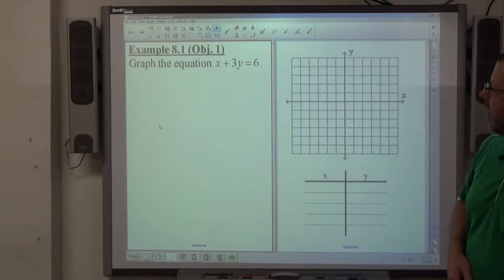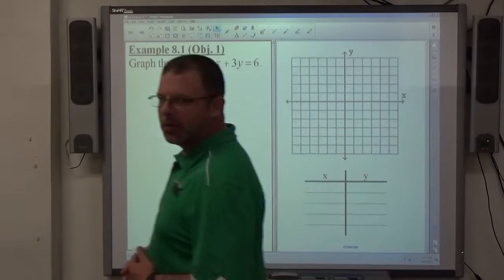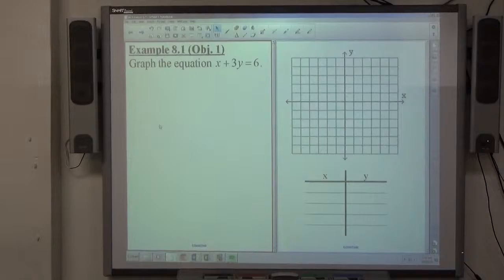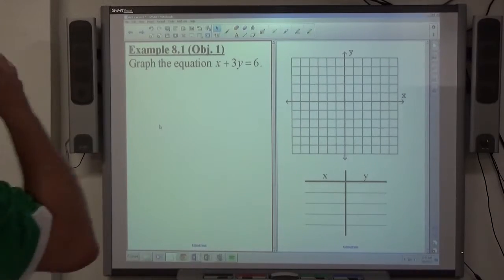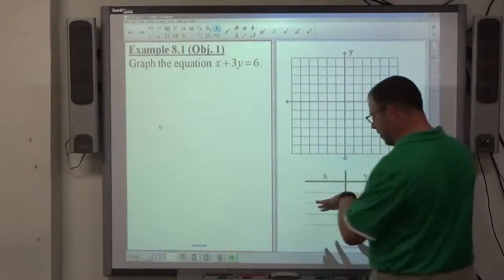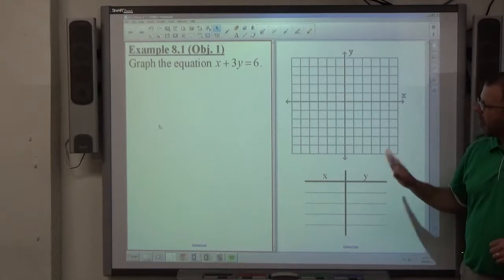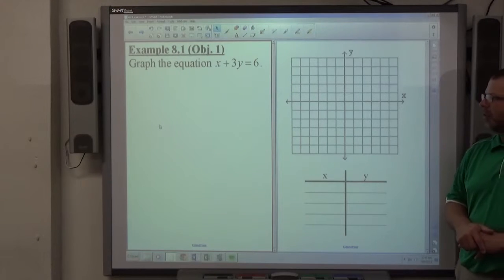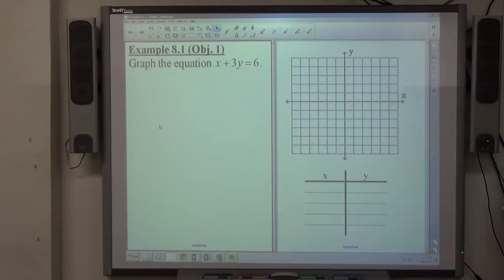All right, example 1. Graph the equation x plus 3y equals 6. And we're going to use an XY chart to do this. I got my XY chart over here. With an XY chart, you pick values that you want for x, and then use the equation to figure out what y should be for each x you pick. There's no rules on a linear equation when x's you pick.